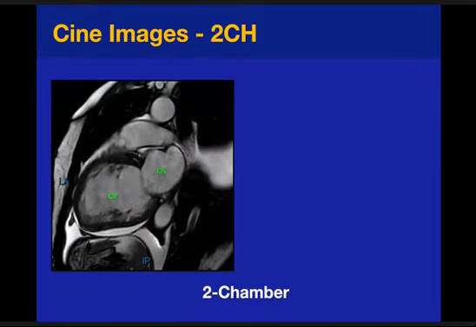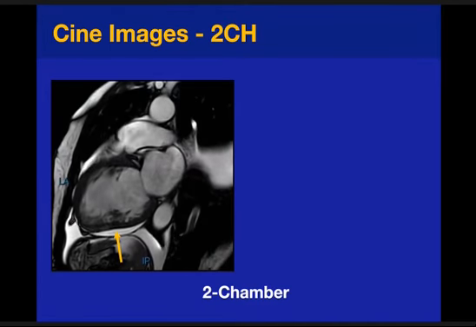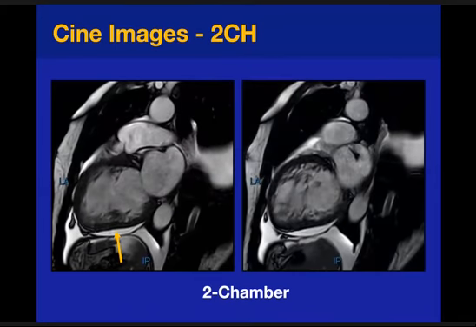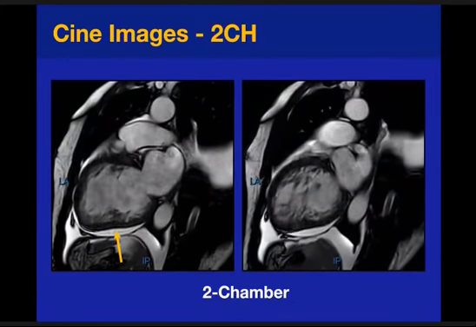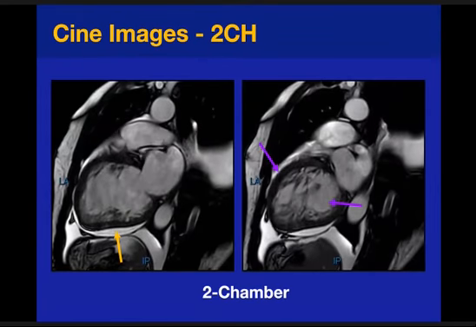So this is a two-chamber view, again with annotations. Pointed by the yellow arrow, we can again see these prominent trabeculations on the inferior wall. The image on your right is a more lateral view of the same two-chamber image. You can much better appreciate these trabeculations. They appear net-like or even mesh-like.